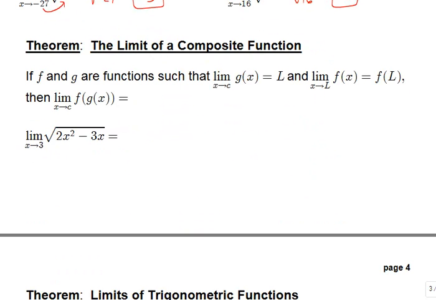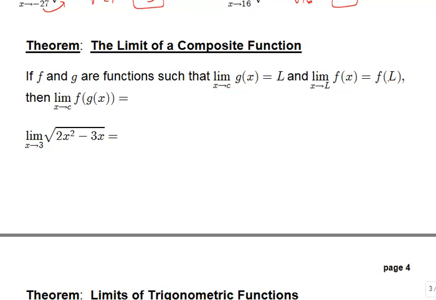Okay? Another theorem, the limit of a composite function. Composite functions are functions that are inputted into each other. So you have two functions, an f and a g, and the composition of f with g would be g inside of f. G becomes the input of f. Now, in order for this to work, you need the limit of g to exist and equal L as x approaches c. Then you need the limit of f to exist as x approaches L and equal to f of L.